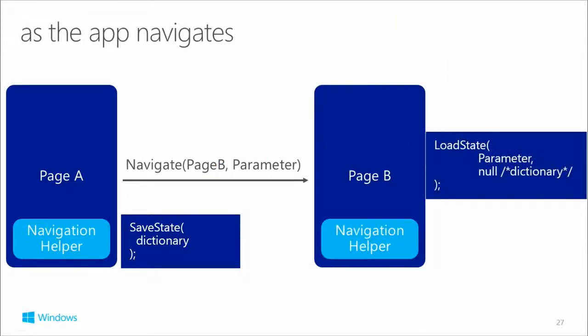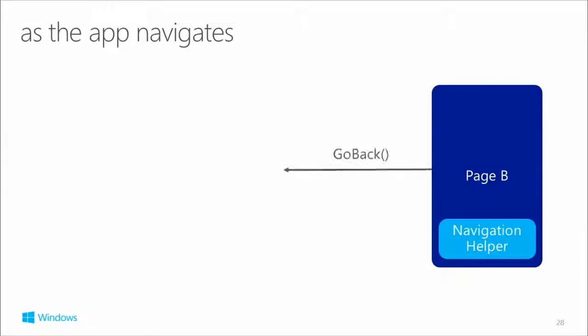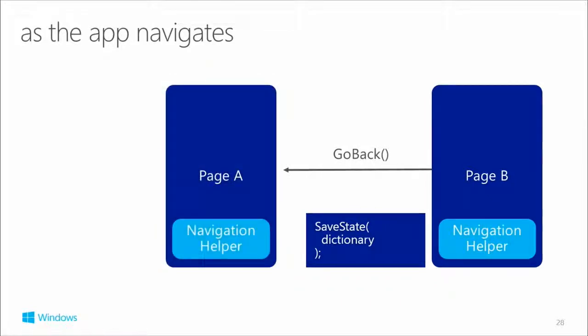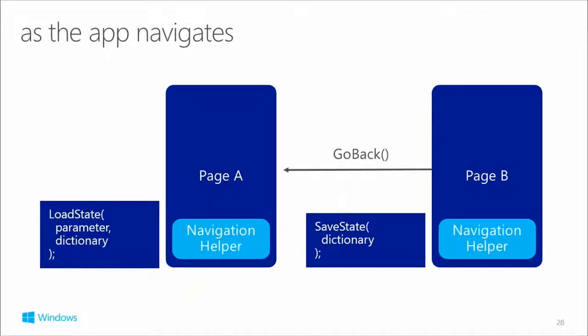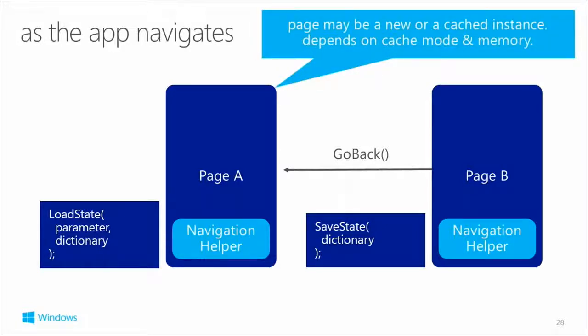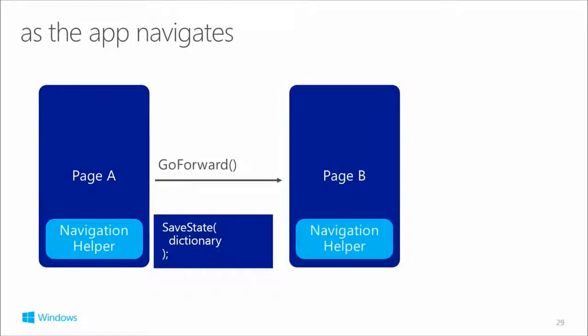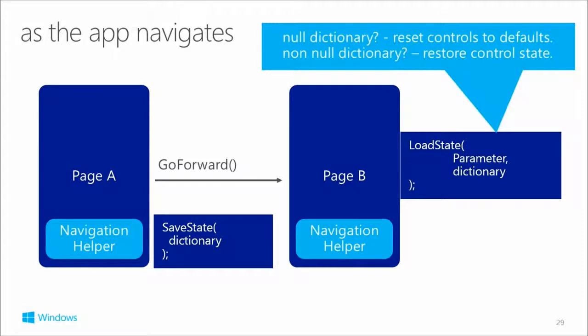And you get to another page, and this thing goes on and on. You have load state and save state methods. And when you go back from page B to page A, again, save state as you leave a page. You go into page A through the navigation helper, and on page A, you load your state again. So all this pattern is going on. And this is also where the page cache mode that we talked about before comes in. Load state and save state are where you can reset the state for a page, regardless of whether it's been cached or not. When you go forward, you save state into page B, and then you load state.